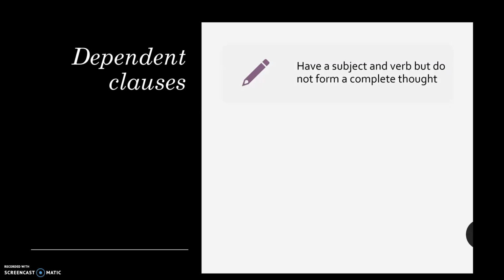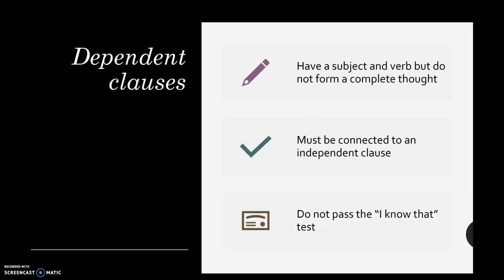There's a typo there. Oh, no, there's not, because this is dependent clauses, so that is grammatically correct. Dependent clauses must be connected in some way to an independent clause. And a lot of comma rules have to do with how we connect independent and dependent clauses. A dependent clause will not pass the I know that test because it is not a complete thought. It does not have the subject and the predicate.